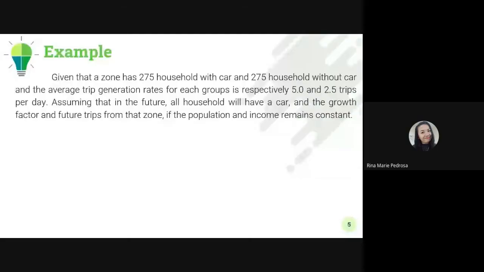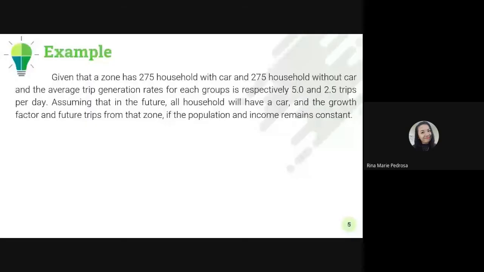The average trip generation rates for each group, households with a car and without a car, are respectively 5 and 2.5 trips per day. Assuming that in the future, all households will have a car, find the growth factor and future trips from that zone if the population and income remain constant. So let's try to solve this one.